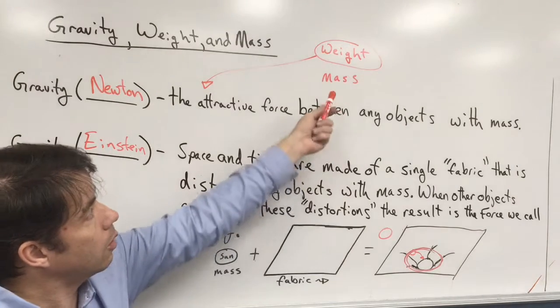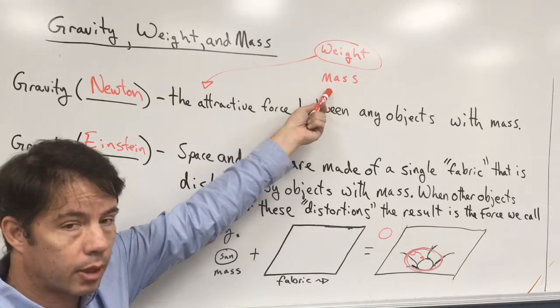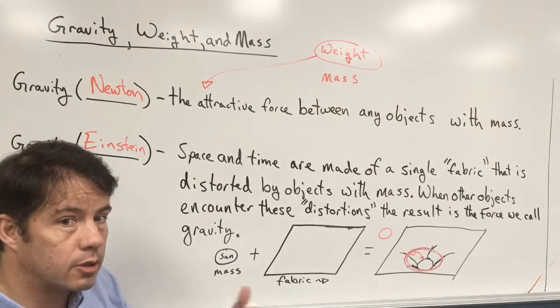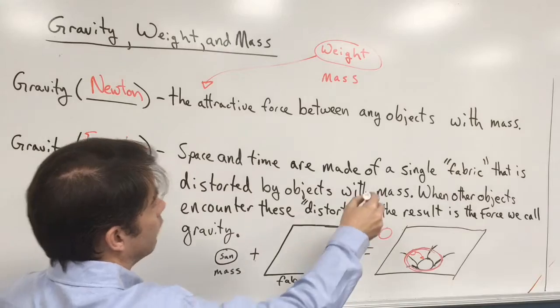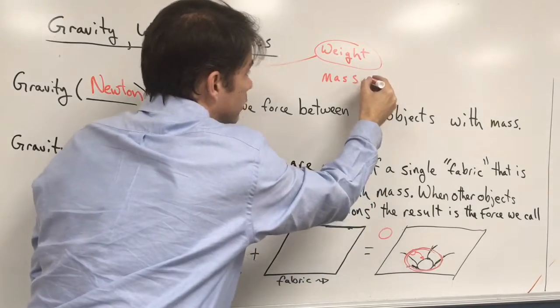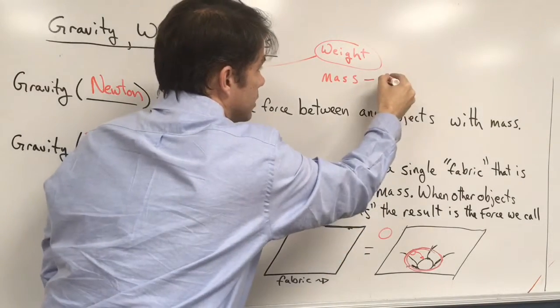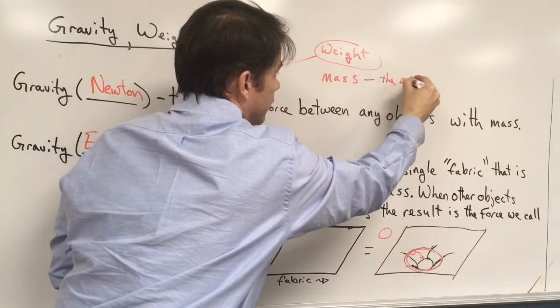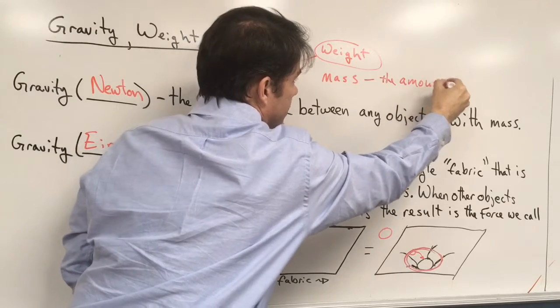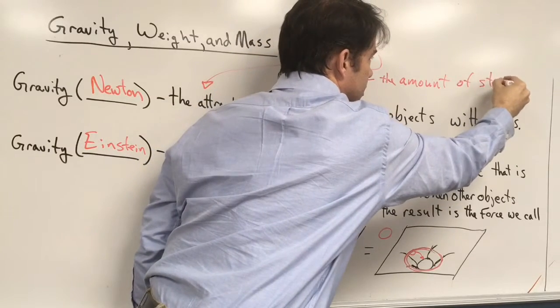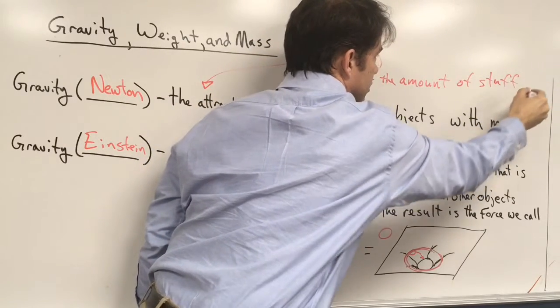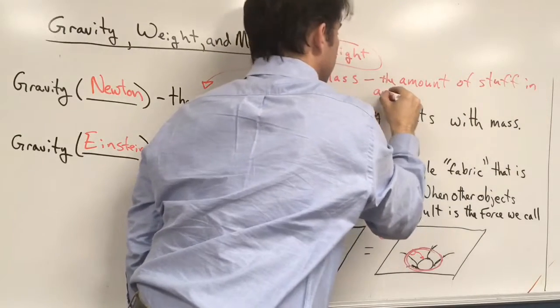With all of this, I keep bringing up the word mass, and there are generally two definitions that people like to use when we talk about mass. The first one is we will say that mass is the amount of stuff in an object. That's kind of a chemistry definition, and it's a simple definition.